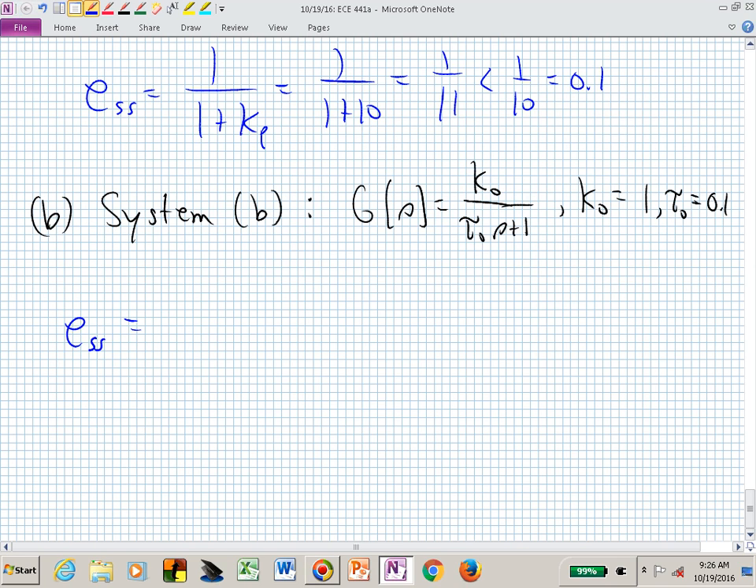And this one now we want to worry about our DC gain in terms of assessing the steady state accuracy. This is now 1 over 1 plus K sub P. The formula is still the same. It's just now, do we have a different DC gain for this system? What's the DC gain of system B? We look at S as S goes to 0, and that's K naught. In this case, K naught was 1. And now what's our steady state error?